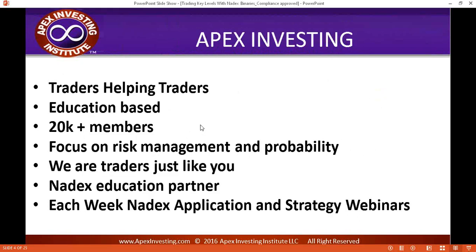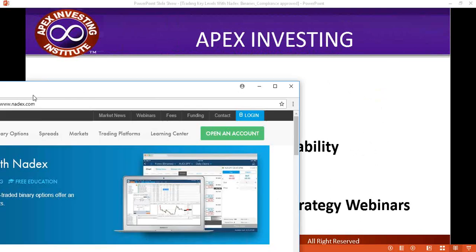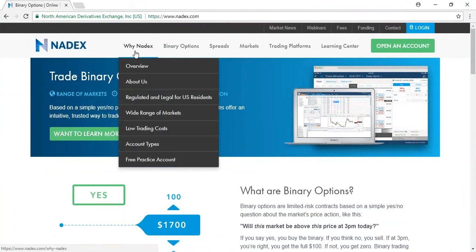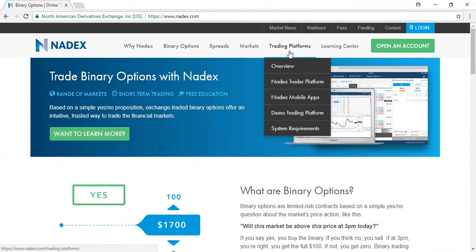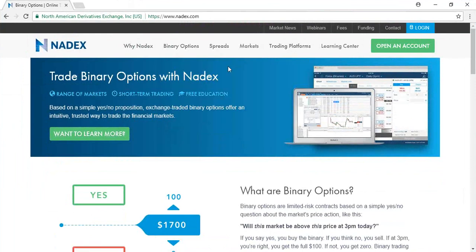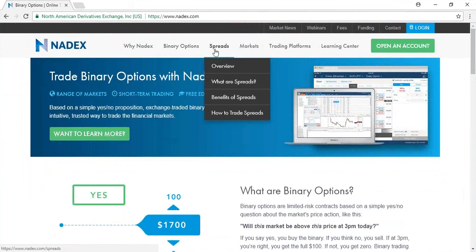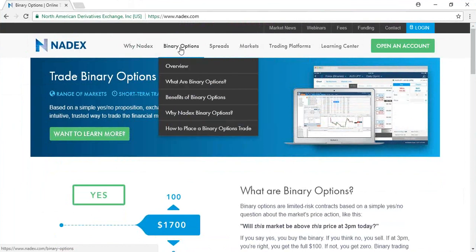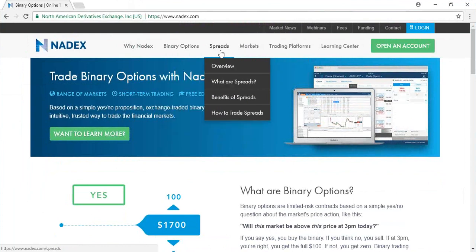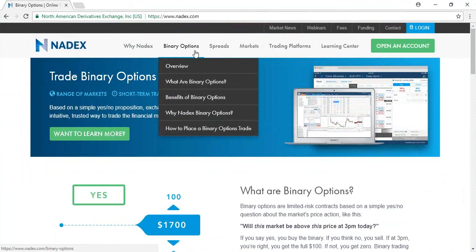So speaking of Nadex and the demo platform, if you are brand new to Nadex, hop on over to nadex.com. You can go through here and get some great information under these different tabs. Basically, Nadex offers two different products: binary options and spreads. You can go to each of these tabs to get more information about those products. Today, we're going to be talking about binary options, all right?